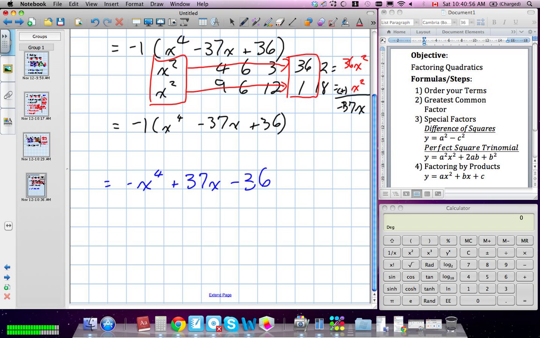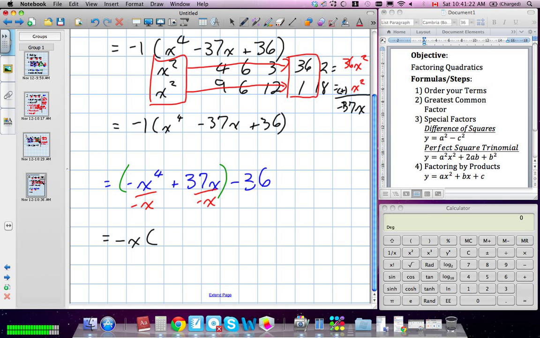Look closely at it. X. Yes. We could take an x out of both, right? So if I were to take, and not just x, let's take negative x out of both of those. So now I have negative x to the power of 3 plus 37 minus 36.